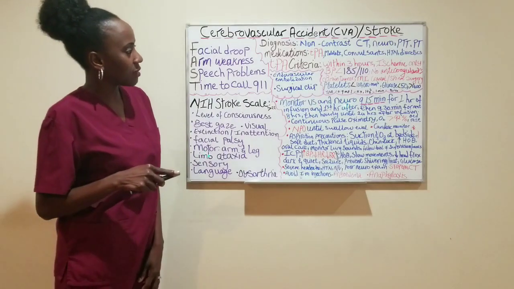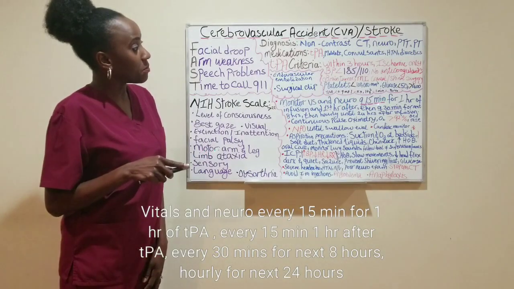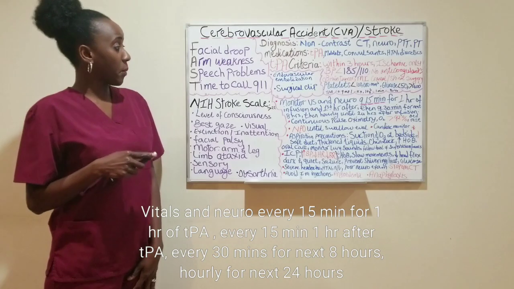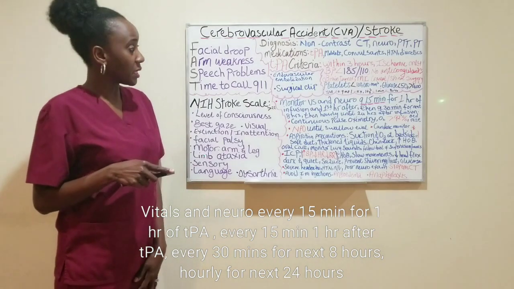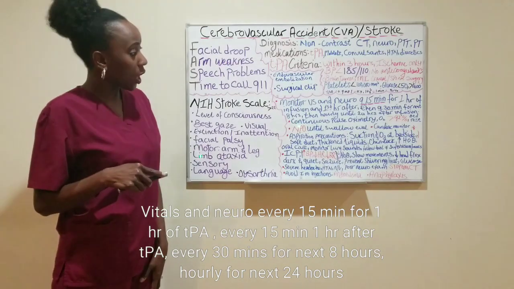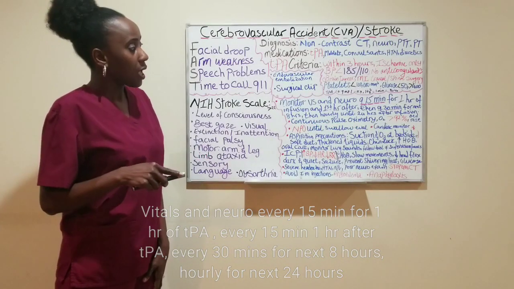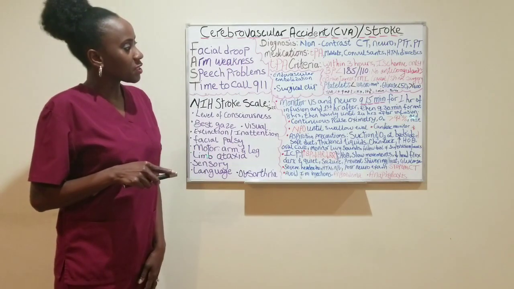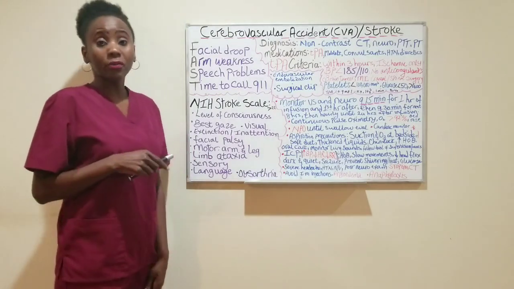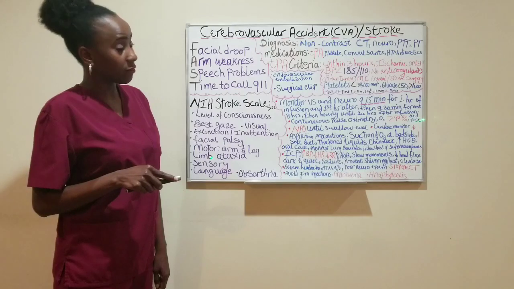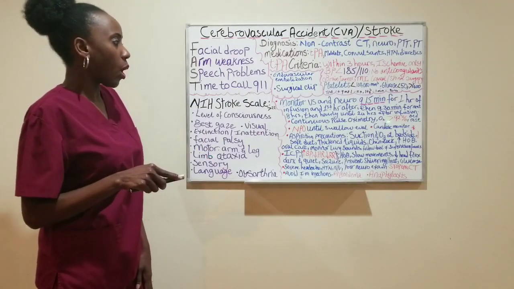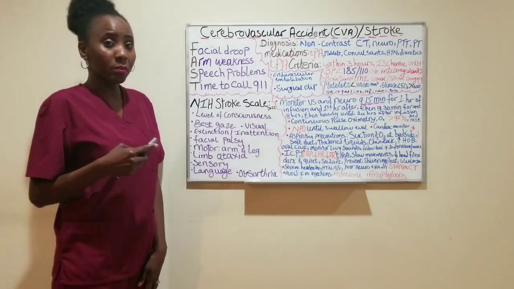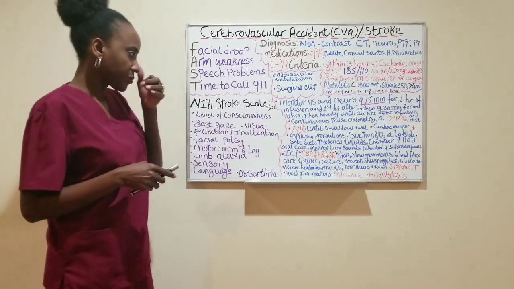So we're going to monitor vital signs and neuro every 15 minutes for 1 hour of the infusion. So while the TPA is being infused, we're monitoring the vitals and the neuro every 15 minutes. We also want to have the patient on continuous pulse oximetry, and we want our oxygen saturation to be above 92%. This patient for the first 24 to 48 hours would be on bed rest. We also want to have the patient hooked up to a continuous cardiac monitor. So we're doing cardiac monitoring continuously.